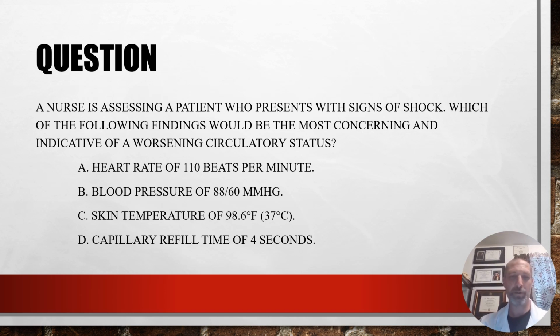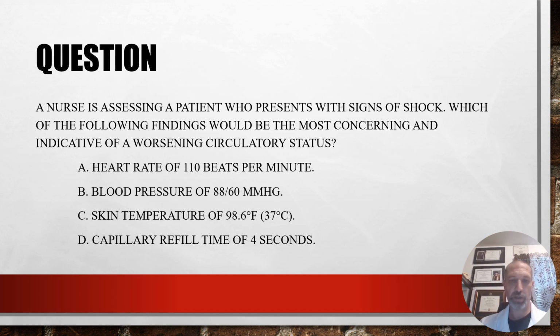Okay, which of the following findings would be the most concerning, again, keyword here, most concerning, and indicative of a worsening circulatory status? We're going to end this question knowing that we're in the priority and we are in circulation. All right, let's take a look at our answer choices. Heart rate of 110 beats per minute, blood pressure of 88/60, skin temperature of 98.6, capillary refill time of 4 seconds.